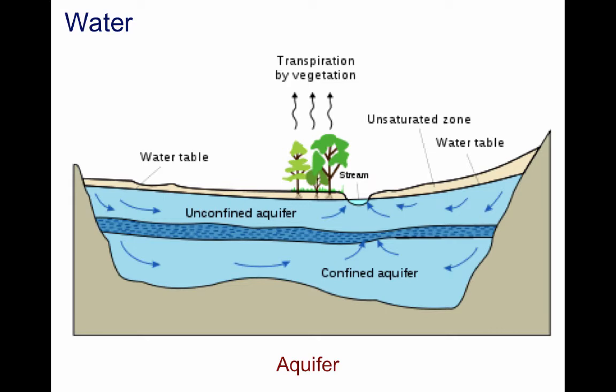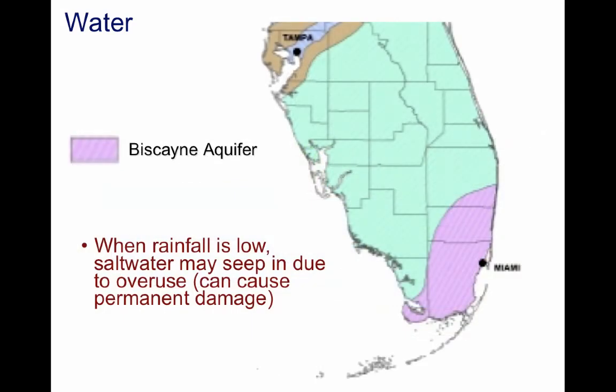In South Florida, we receive a great deal of our fresh water through the Biscayne Aquifer. When rainfall is too low, salt water can seep in due to overuse, and this can cause permanent damage. Even water from nearby Lake Okeechobee is not always enough to offset normal demand, so water restrictions are often enacted.